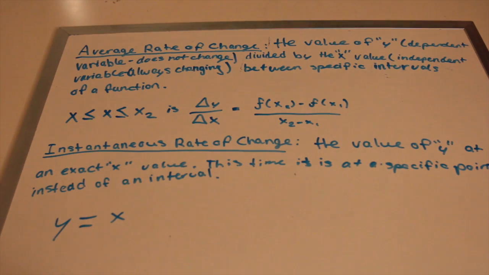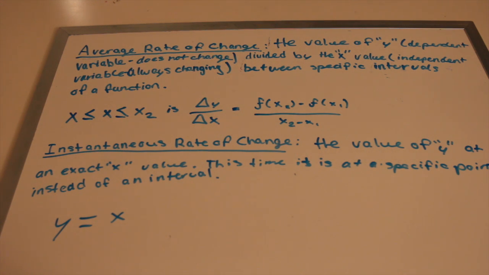Alright, so today we're going to start off by copying these two definitions down. Average rate of change is the value of y, the dependent variable, which doesn't change no matter what, divided by the x value, the independent variable, which changes all the time, between specific intervals of a function. So basically what we are trying to do here is find slope. If you recall from grade 9, the slope formula is y2 minus y1 over x2 minus x1.